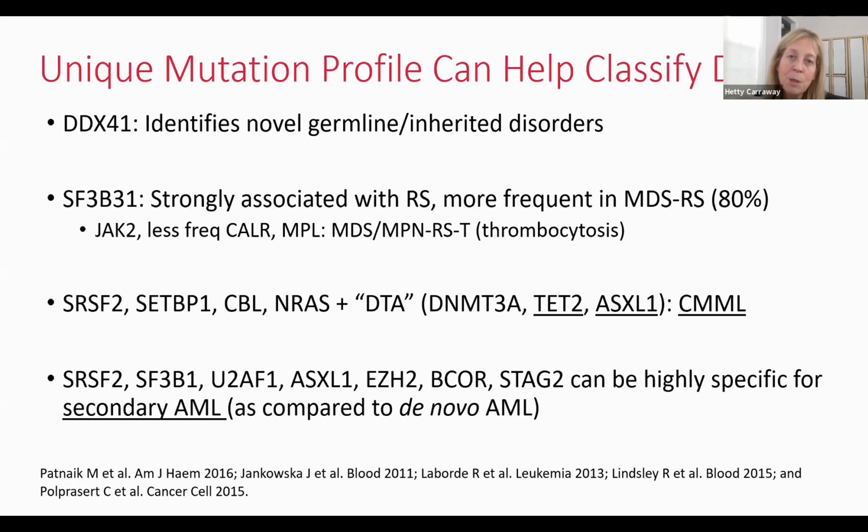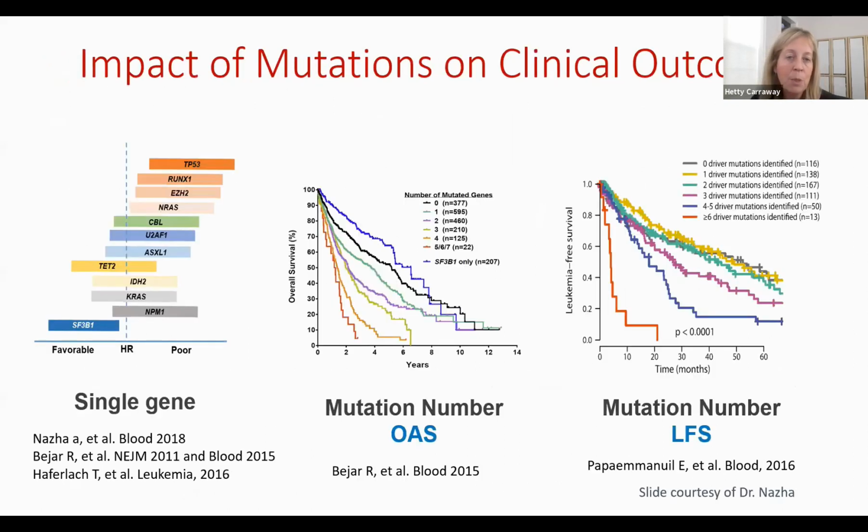There are specific mutational patterns that also help us to identify specific phenotypes, such as chronic myelomonocytic leukemia, or even differences between secondary AML and de novo AML. Not only are there patterns, but we know that the impact of mutations on clinical outcome is important, as I've alluded to, with the differences of an SF3B1 mutation versus a TP53 mutation, as you see in the first graph to the left. We also know that the number of mutations has an impact in patients' overall survival, as well as leukemia-free survival, as work has been done on this from Dr. Behar and Dr. Papa-Emmanuel. So the higher number of mutations often is associated with a higher risk of myelodysplastic syndrome and a higher likelihood of progression to leukemia.